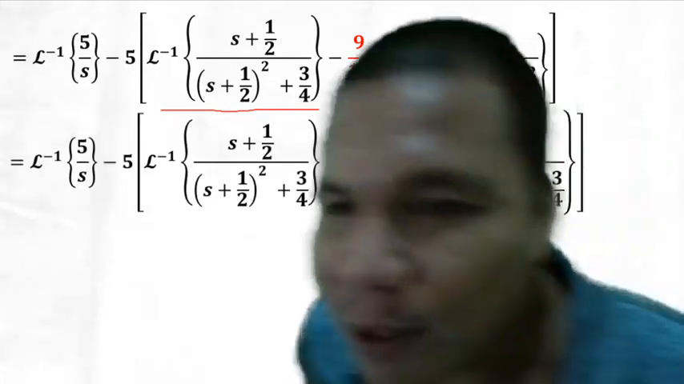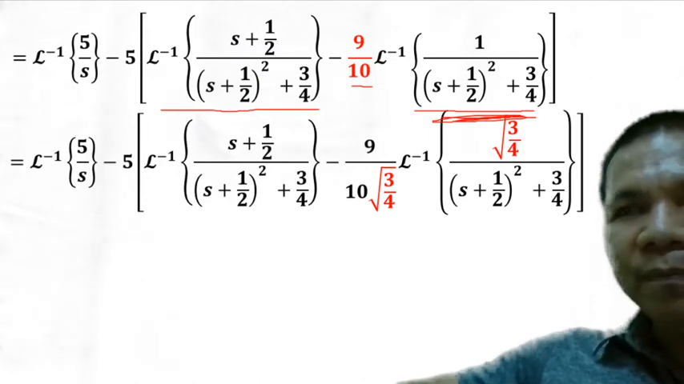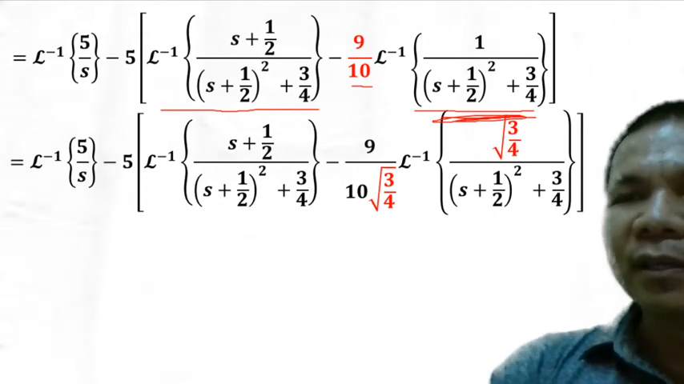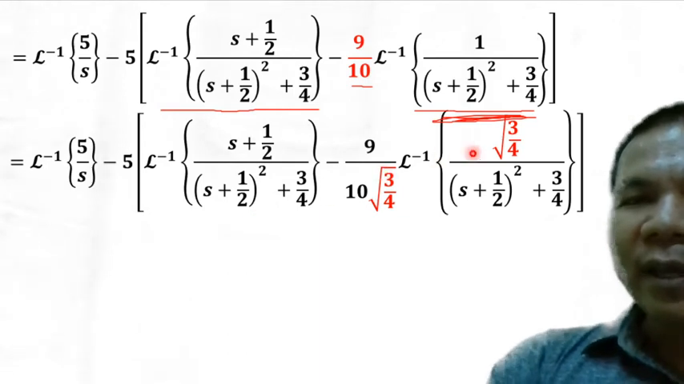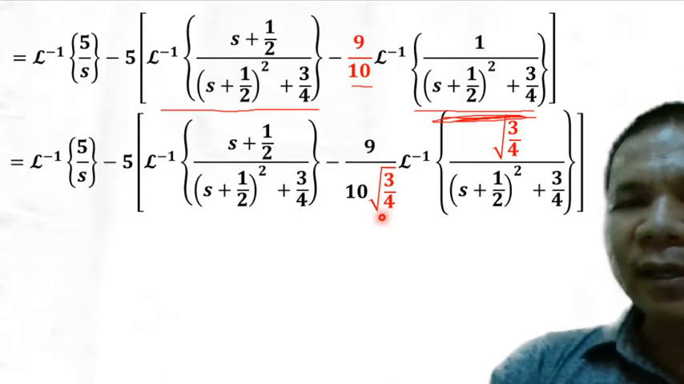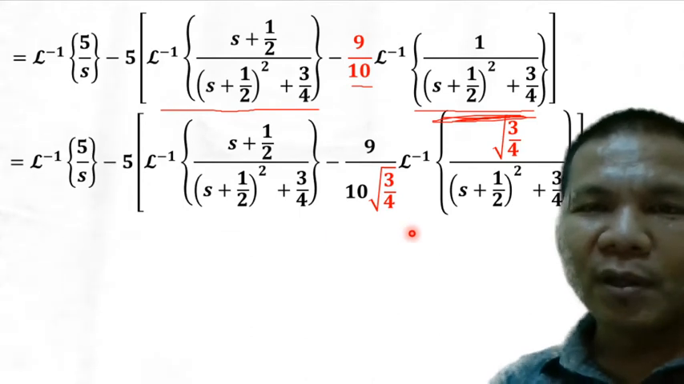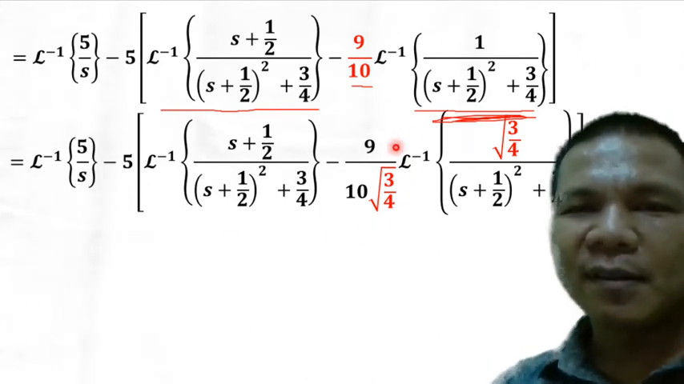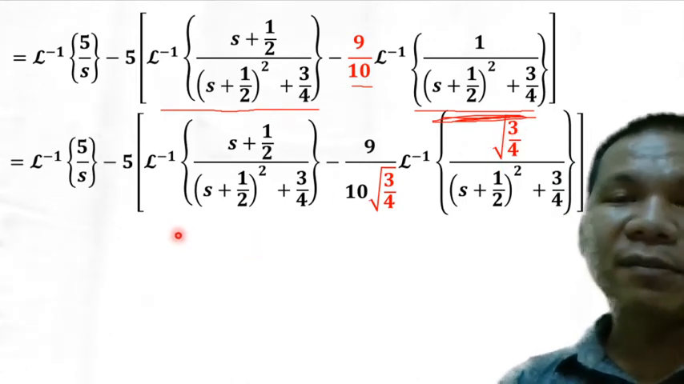By the way, if I'm going to multiply square root to the numerator, I will be using my laser pointer. Where's my laser pointer? That's it. Multiplying the numerator by square root of 3/4 and then dividing that outside the inverse Laplace transform sign by square root of 3/4. Take note, we need to simplify this constant term, and also simplify this to make our Laplace transform easier.